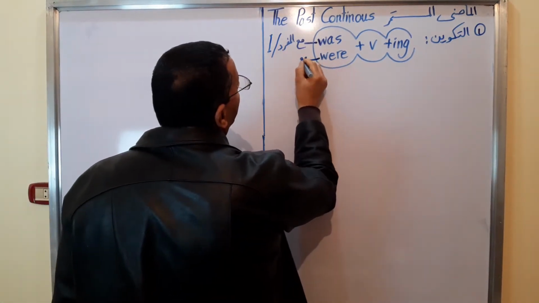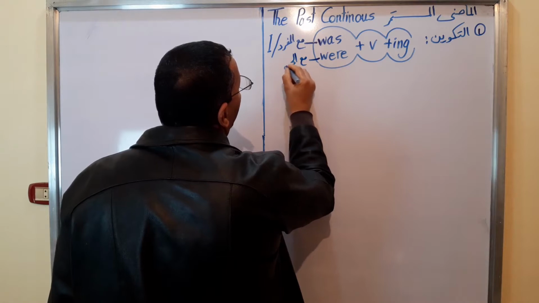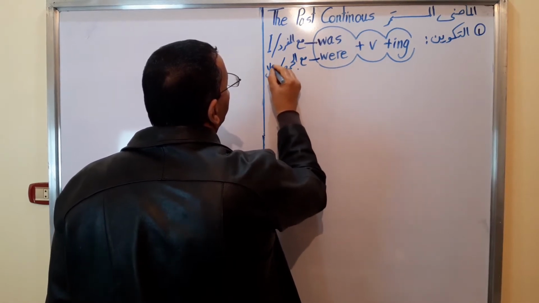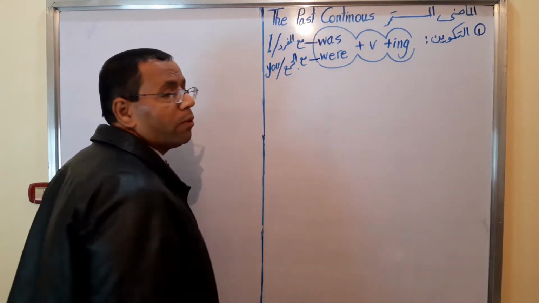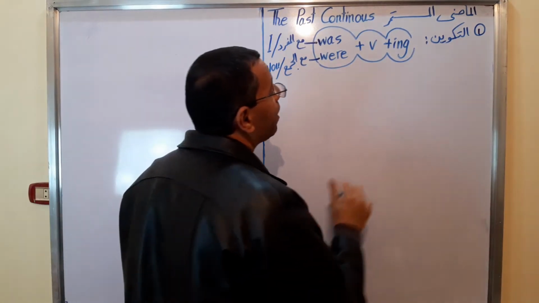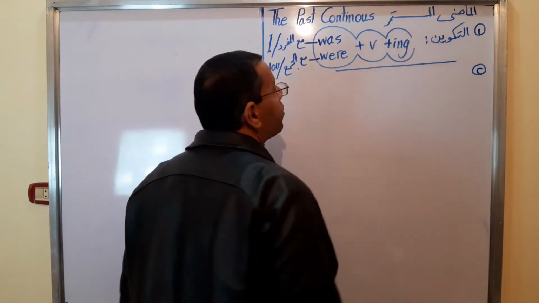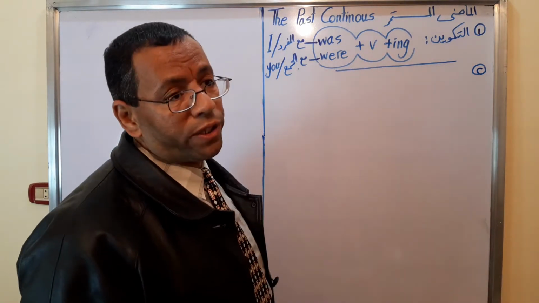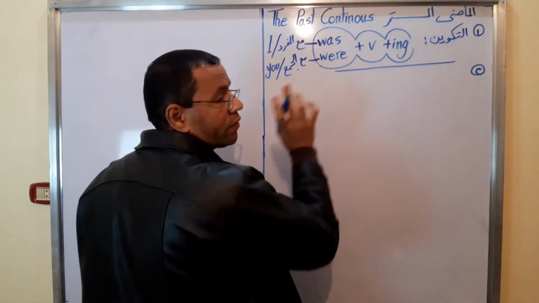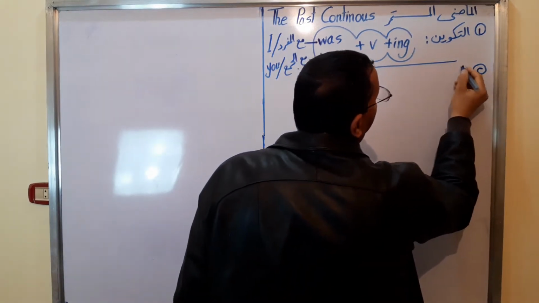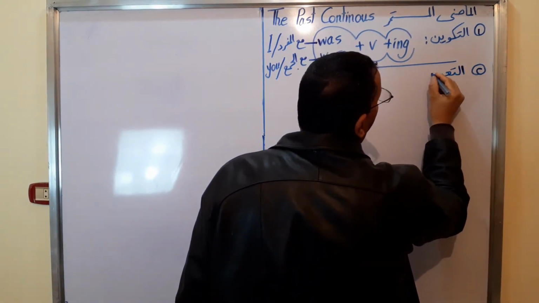Were with plural: you were, they were, the boys were, plus verb ing. This is the form: was or were plus verb ing. Was and were are forms of the verb to be. Now, the meaning of the past continuous.